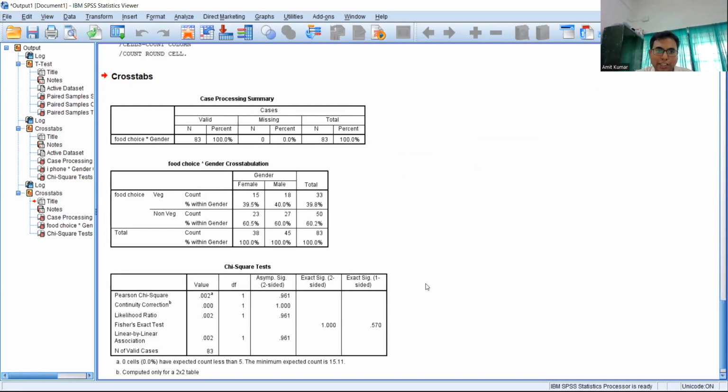Can everyone see this output, or do I have to stop share and share the screen again? You can see the crosstabs, no? Okay. So what is the number of non-vegetarians among the female subjects? 23, and the percentage? 60.5%. And in the males? 27, 60%. So are you able to see the difference in both? No, not much of a difference.